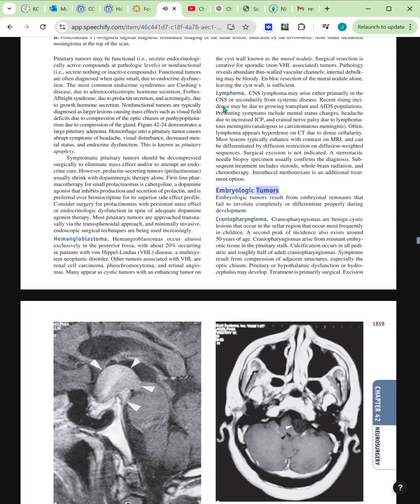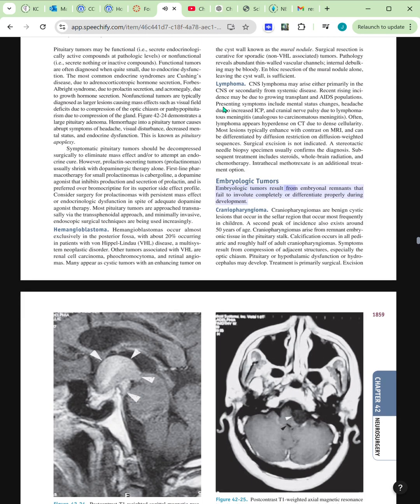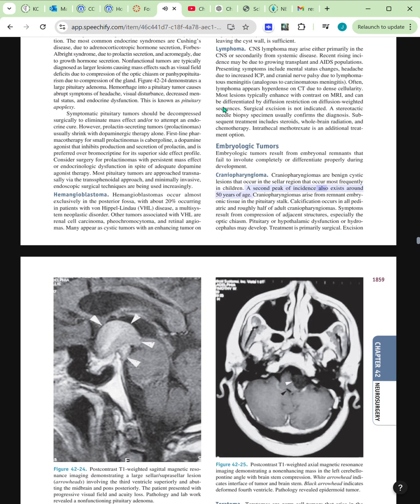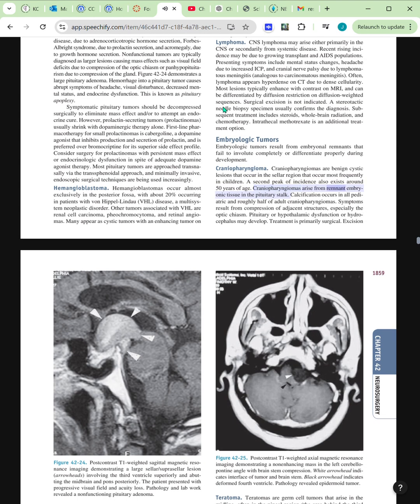Embryologic tumors. Embryologic tumors result from embryonal remnants that fail to involute completely or differentiate properly during development. Craniopharyngioma. Craniopharyngiomas are benign cystic lesions that occur in the sellar region and most frequently in children. A second peak of incidence also exists around 50 years of age. Craniopharyngiomas arise from remnant embryonic tissue in the pituitary stalk.